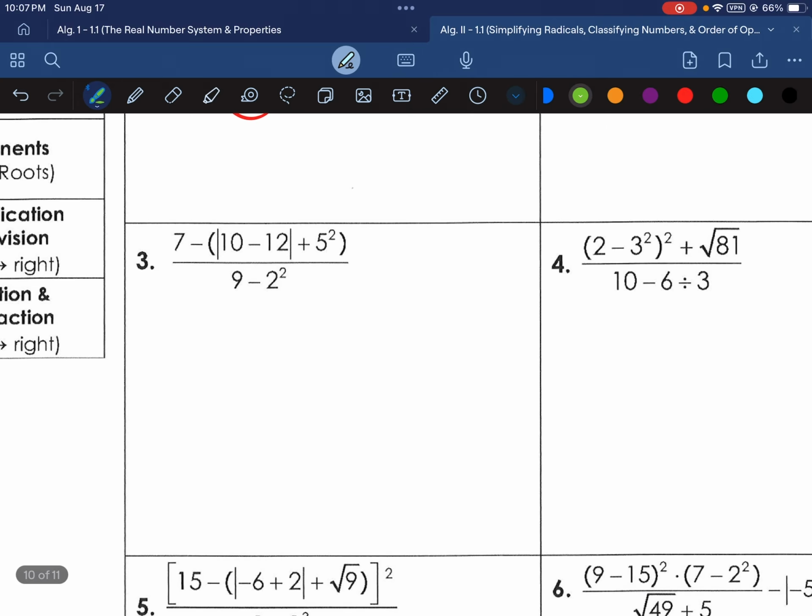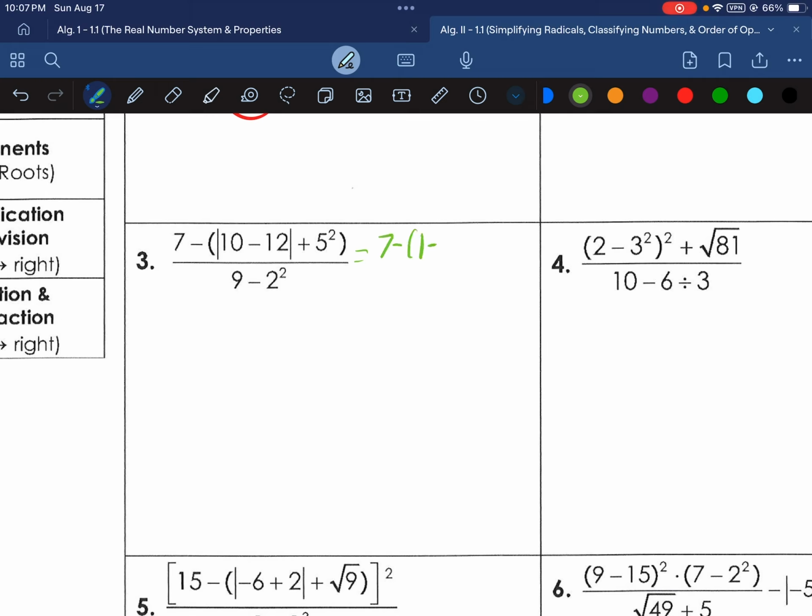Next up on number 3, we have a fraction. So we'll do everything on the top of the fraction separately from everything on the bottom of the fraction. And once those two are done, top and bottom, we'll go ahead and simplify as much as we can between the two. So on the top, we start with grouping symbols, and we have 2 sets of grouping symbols. And so we go in the innermost one first and work our way out. So 10 minus 12 would take priority here.